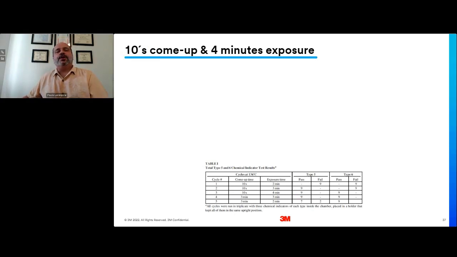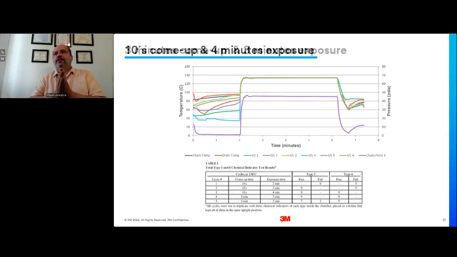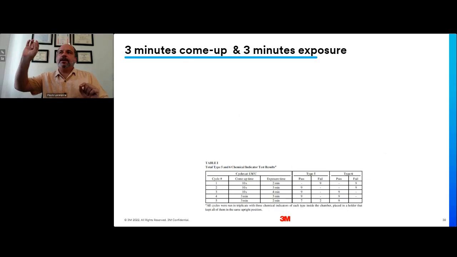So what I'm showing to you, and this is why I had this article, has a lot of data, and I tried to concentrate everything in a way that you guys would see it, is that when you are using the 10 second come up curve, the CIs are working according to standard. Now, remember that I mentioned the 3 minute come up curve for the Bowie-Dick, the same thing applies here, and this is the most common come up curve that we see today.